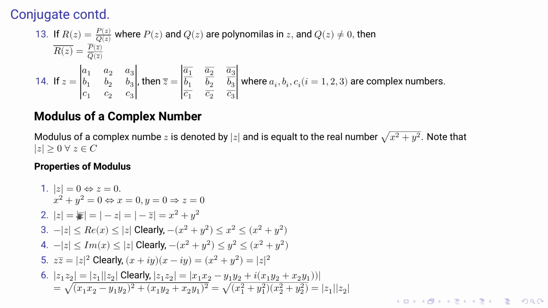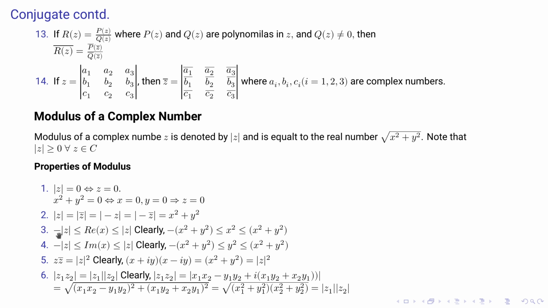Mod of z is equal to mod of z bar, which is also equal to mod of minus z and mod of minus z bar. All these four are equal to square root of x square plus y square. So it does not matter whether the number is x plus iy or x minus iy or minus x plus iy or minus x minus iy. All four numbers will have the same modulus.